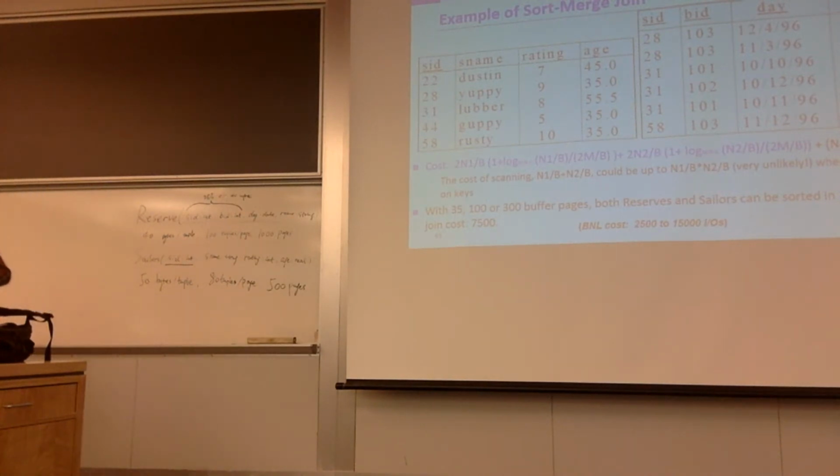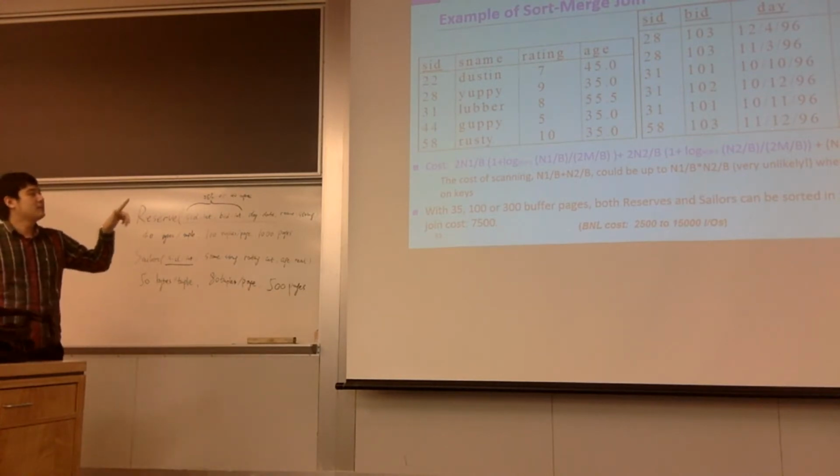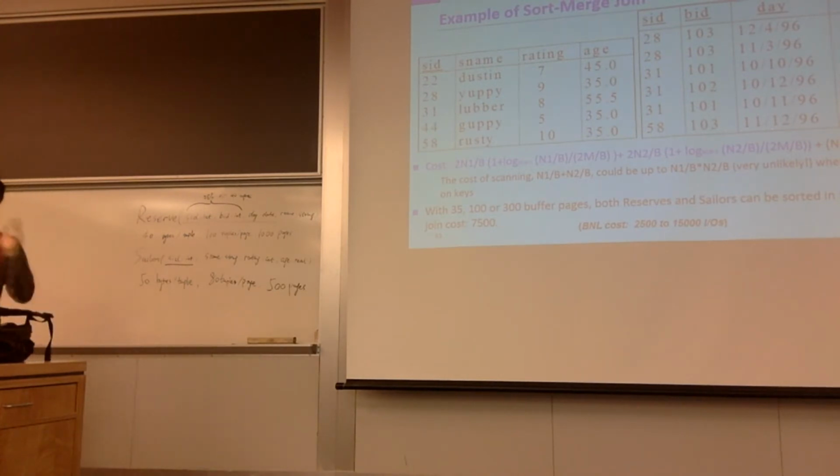Okay. So for here, the first part would be sorting the two relations, because originally the two relations are in unordered heap files. Then you have to sort them based on the SID. So that involves external sorting, right? So basically, the cost of sorting the first table would be this one, the first one here.